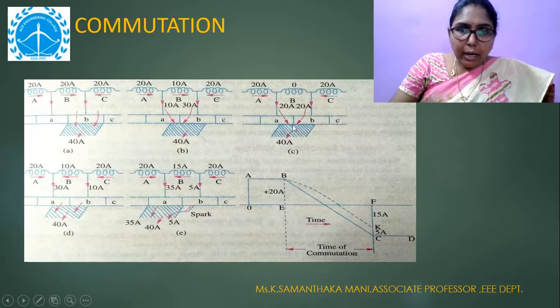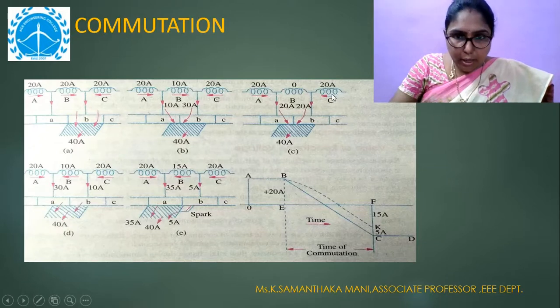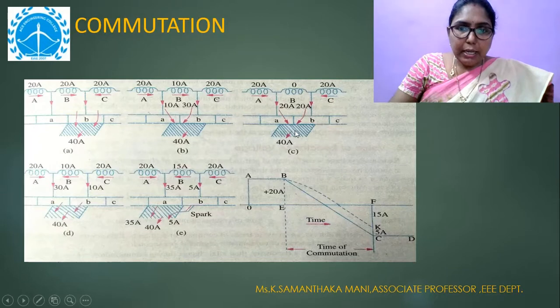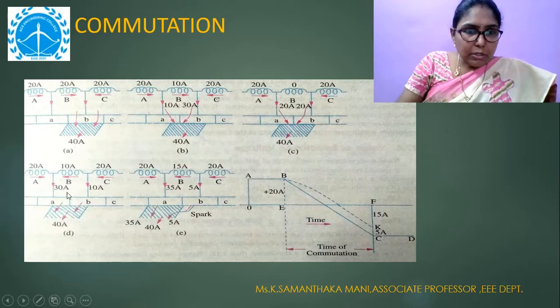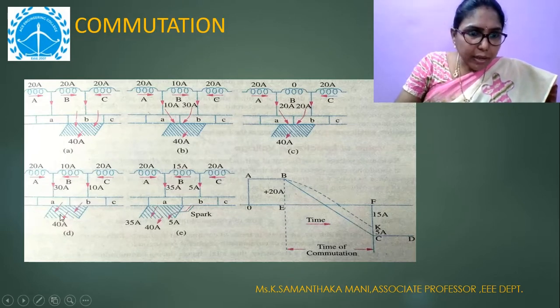So now it is very clearly understood that 20 amperes is supplied from coil A, and 20 amperes is supplied by coil C. Together 40 amperes is being supplied to the brush here. Now for the next instant, what happens, we will see here. With the continuation of rotation, the area of contact of this brush will be more with the segment A and reduced with the segment B.